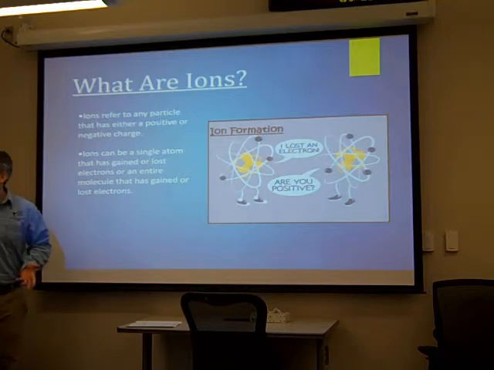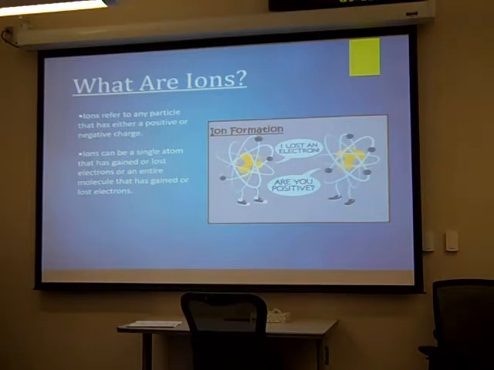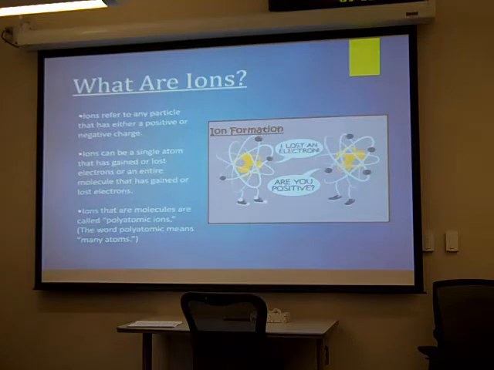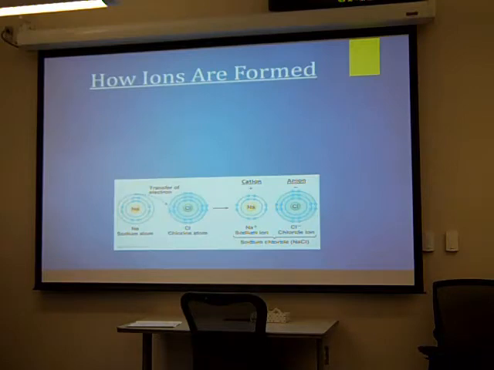So ions, like it says, can be a single atom that has gained or lost electrons, or an entire molecule that has gained or lost electrons. When it is an entire molecule that has gained or lost electrons, we call those polyatomic ions. And there's a list of about 8 polyatomic ions that you're going to want to have memorized. We'll get to those in a little bit. You of course don't have to write down everything here, but just the things that'll be most helpful to you. All right.